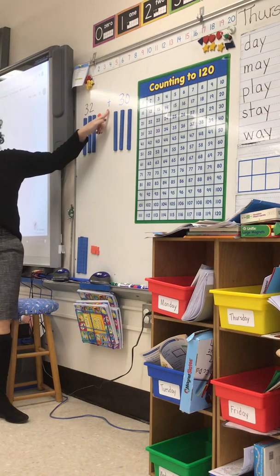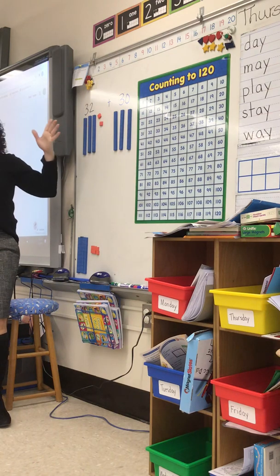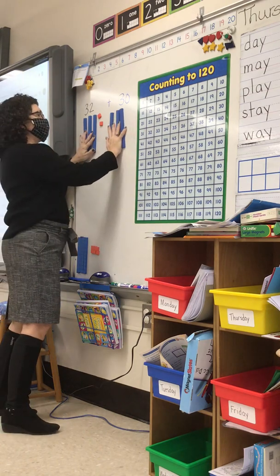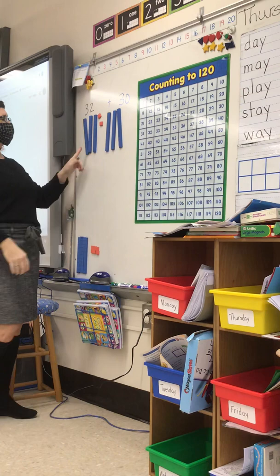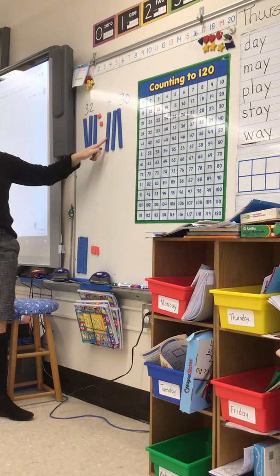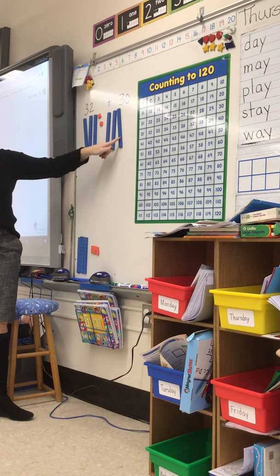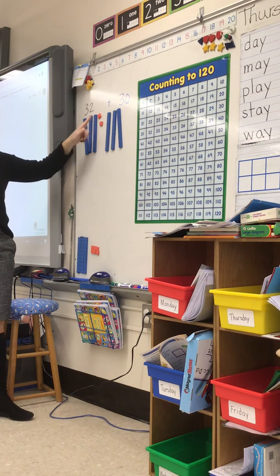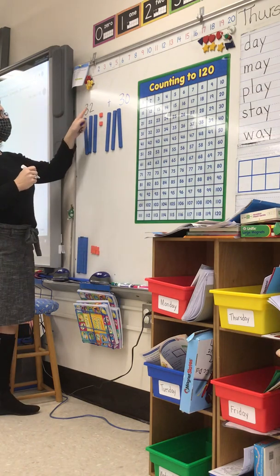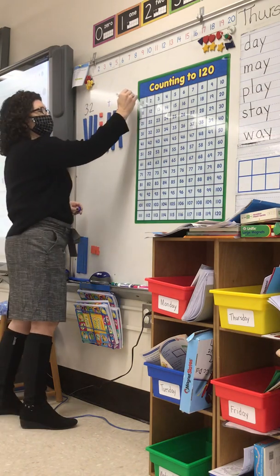Now, this plus sign, this adding sign, means that we are joining those two groups together. When we do that, we're going to count the tens first, then the ones. So on your desk, touch and count with me. Ready? 10, 20, 30, 40, 50, 60. Now count your ones. 61, 62. So when we put those two groups together, 32 plus 30, what do we get?